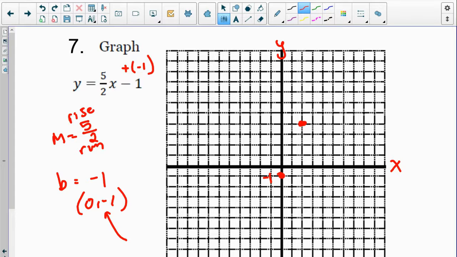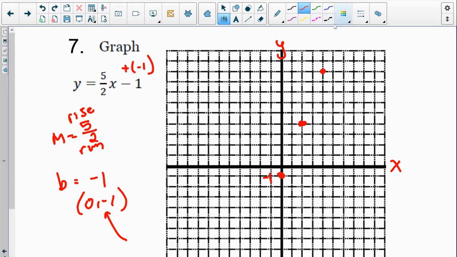Now, that's only 2 points, and technically you can draw a line through any 2 points, but this is where you can plot more points very quickly. You just repeat that exact same process. You rise 5 and you run 2 more. So rise positive 5 means to go up, and you run to the right positive 2. And I plot another point right there. At this point, I can't plot any other points because I'm going to run out of space.